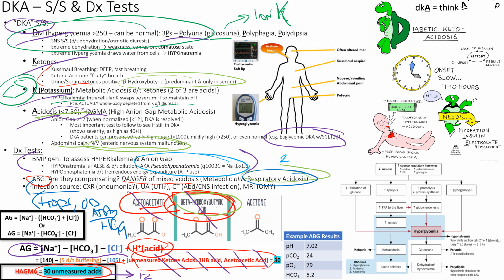Okay, so that's the idea with a DKA patient. Right, they're extremely acidotic, they're falsely hyperkalemic, and they're falsely hyponatremic, and they have these symptoms of a diabetic, and they also have symptoms of the acidosis.